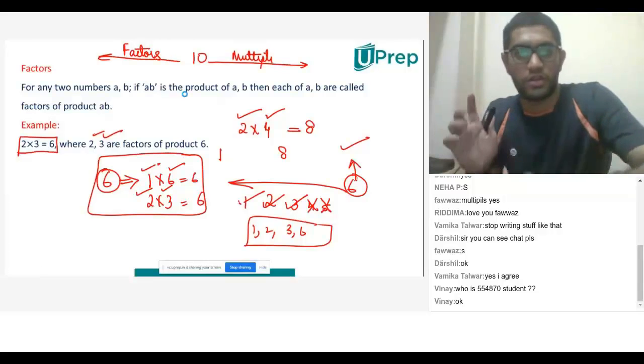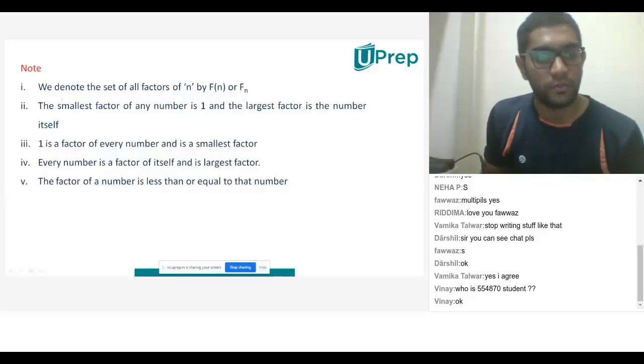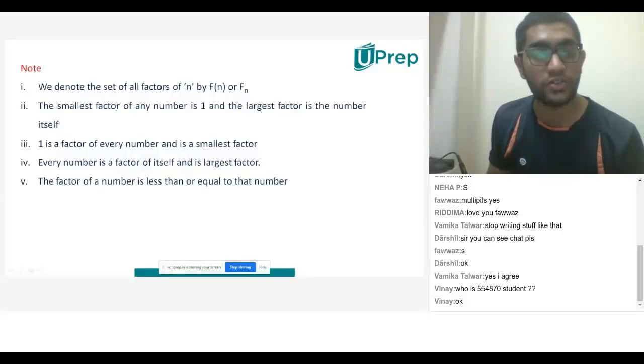Okay. Now, there are some important key points over here, guys. Point number 1 says, we denote the set of all the factors of n.